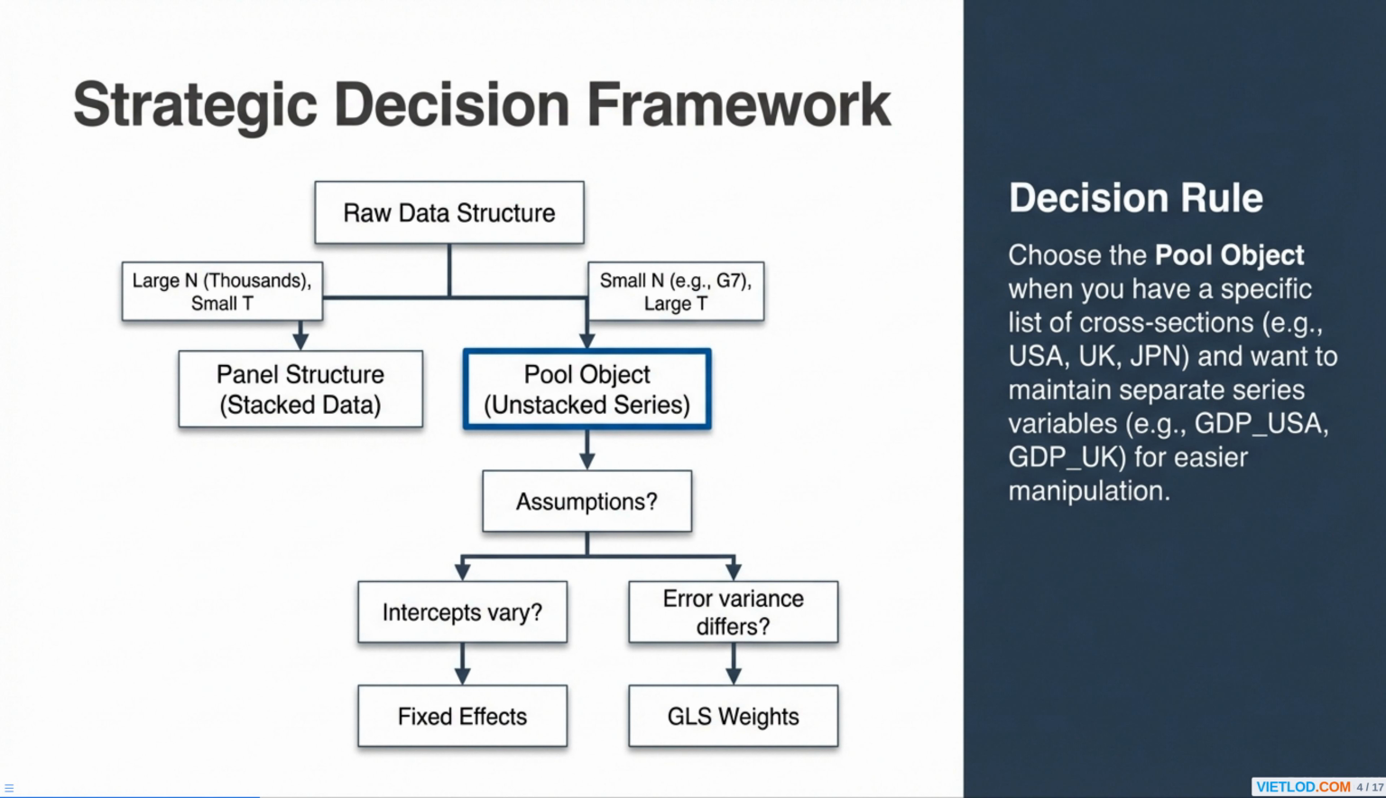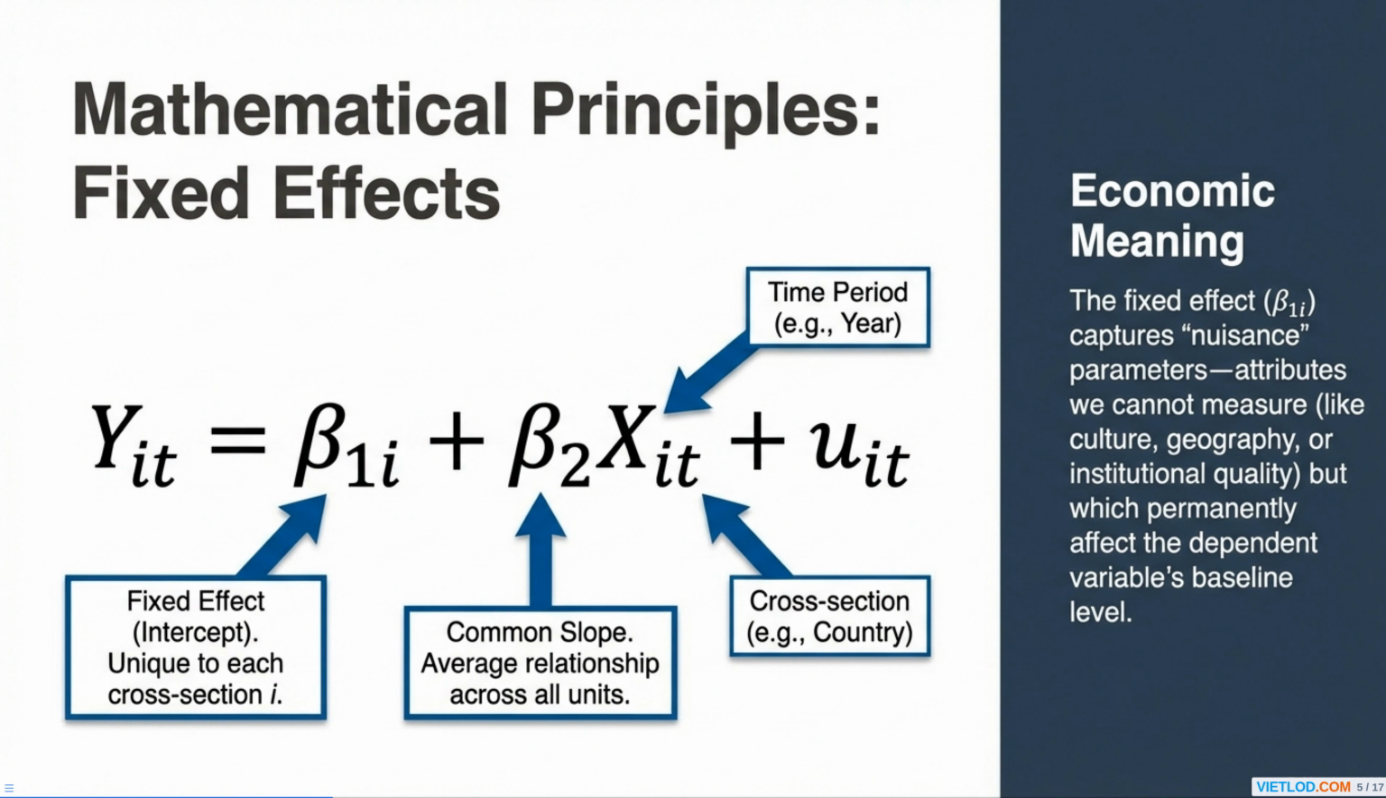The decision rule for choosing the pool object is to use it when you have a specific list of cross-sections, for example, countries, like the USA, UK, or Japan. This approach is preferred when you want to maintain separate series variables, such as GDP_USA and GDP_UK, which allows for easier manipulation and analysis of individual cross-sections.